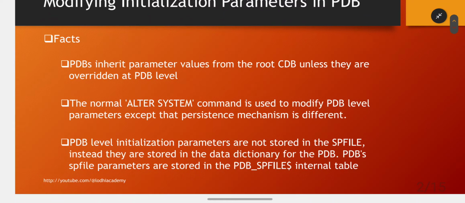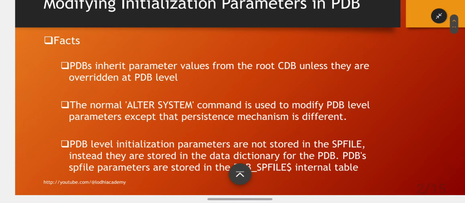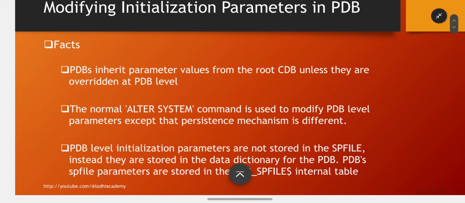Facts. Pluggable databases inherit parameter values from the root cluster database, which is the CDB, unless they are overridden at PDB level, meaning pluggable database level. The normal ALTER SYSTEM command is used to modify PDB level parameters, except that the persistence mechanism is different.